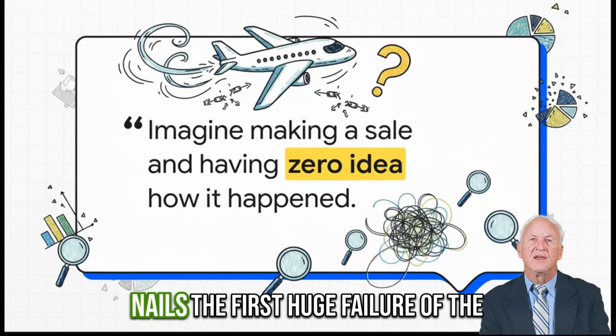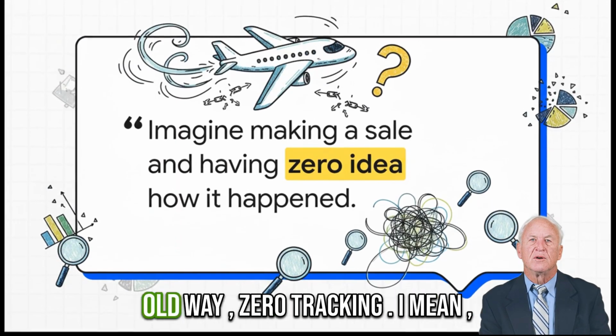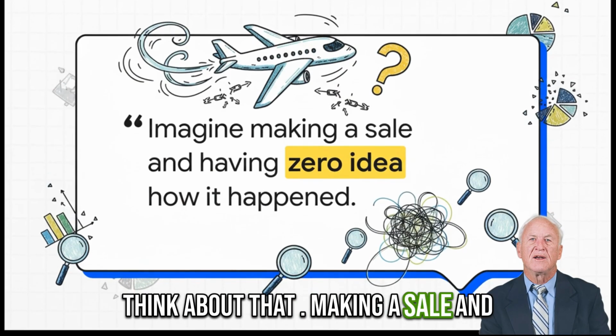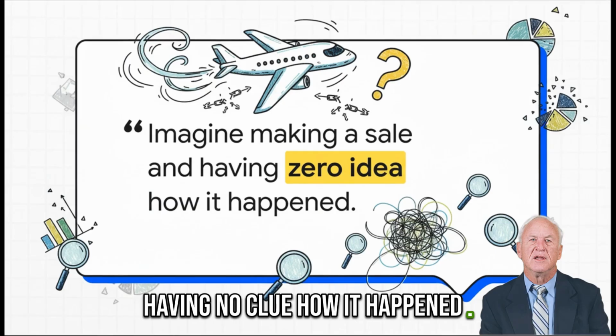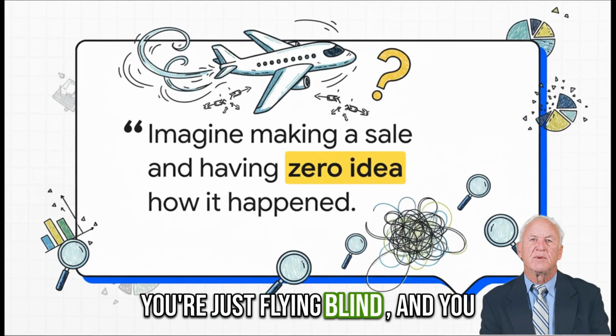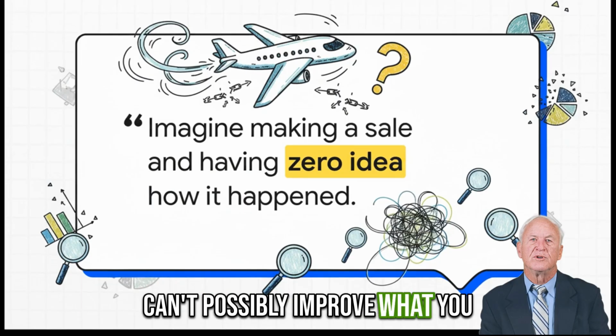And this quote just nails the first huge failure of the old way: zero tracking. I mean, think about that. Making a sale and having no clue how it happened. That's exactly what it's like when you can't track your lead magnets. You're just flying blind, and you can't possibly improve what you can't measure.